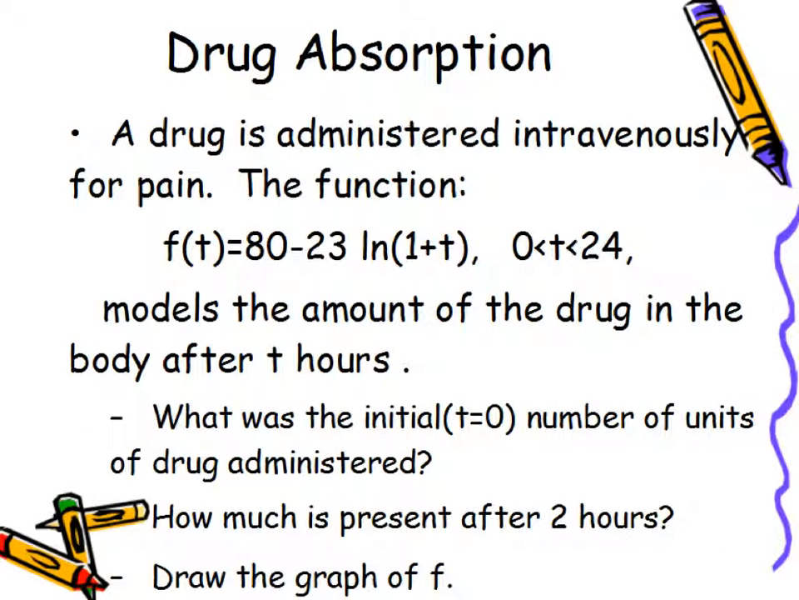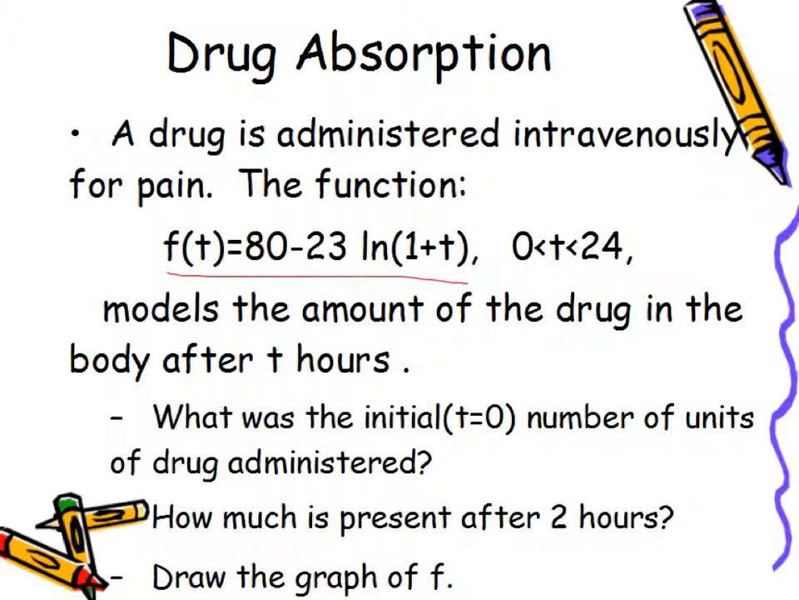All right, last thing I wanted to try is a word problem that has a logarithm in it. This one says a drug is administered intravenously for pain. And so this function, which is kind of a messy function here, models the amount of the drug in the body after t hours. So I'm going to put in my hours here, and this f of t is the amount of drug that's still in my system. You might notice that my time goes from 0 to 24, which makes sense. It's probably within a day how much is still left in my system. Okay, so let's answer a few questions.